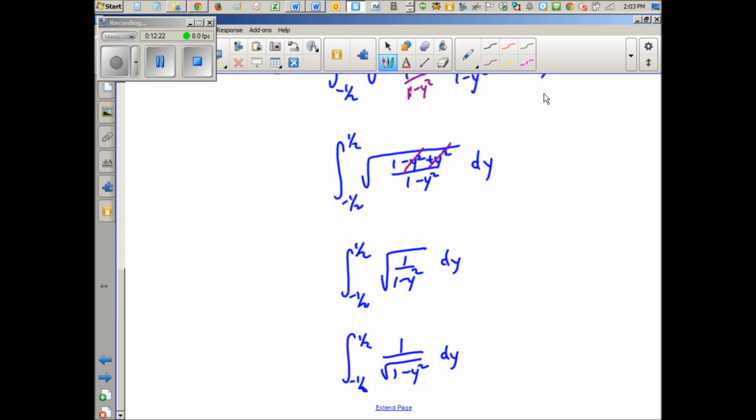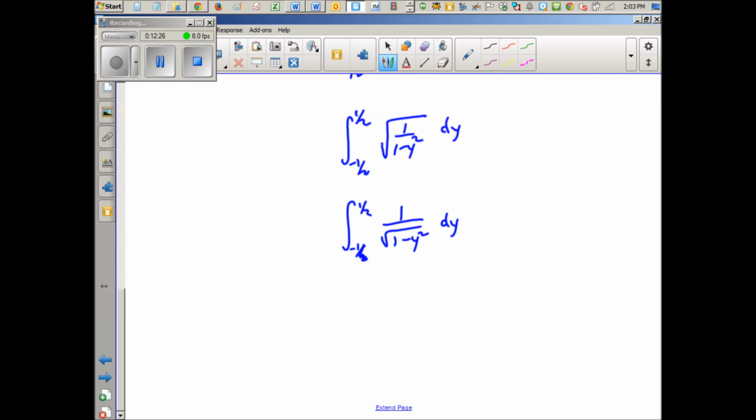Does that look familiar? Does this look like a familiar antiderivative? You might recognize that this is inverse sine of y. We can't always get that antiderivative figured out. Sometimes we just use our calculator. And if you look in the back of the book, they just give you the decimal on this.